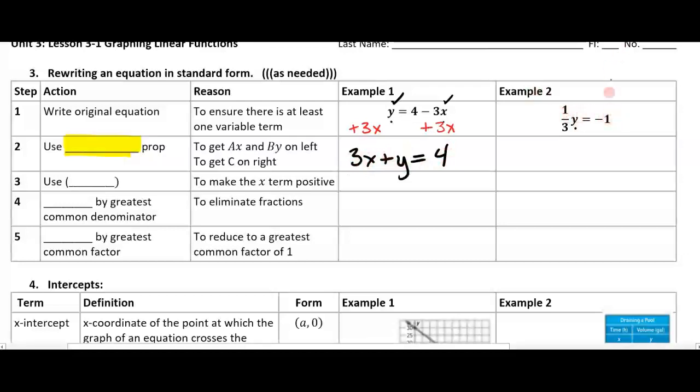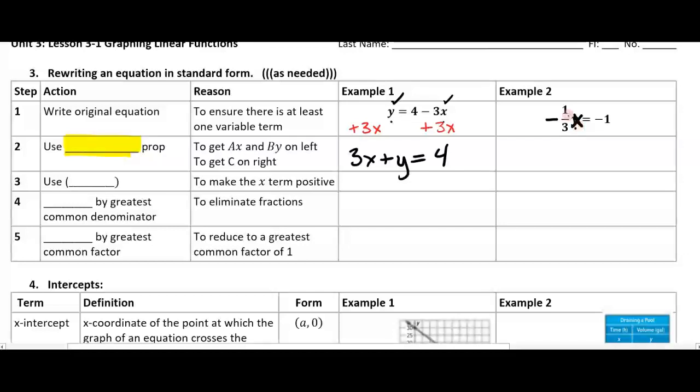Example 2, my y is already on the left. You know, I'm going to change this example. Go ahead and add a negative there, and we're going to make this x. So quick little change. I'll make sure that's on your printed sheet. Negative 1/3 x equals negative 1.